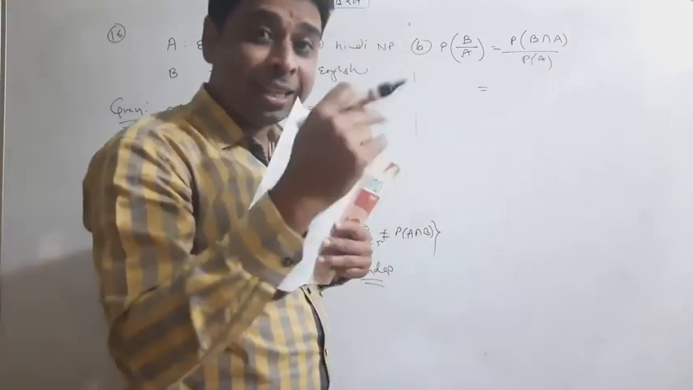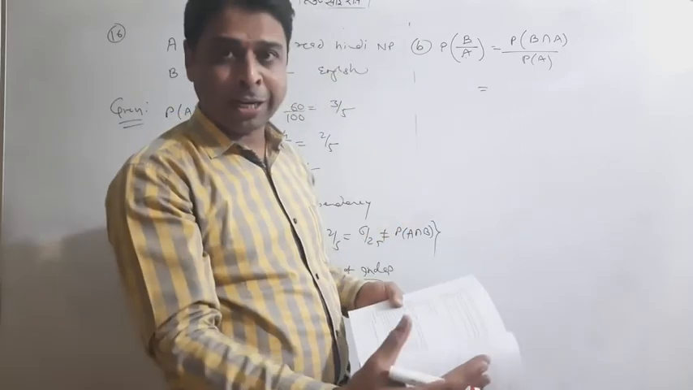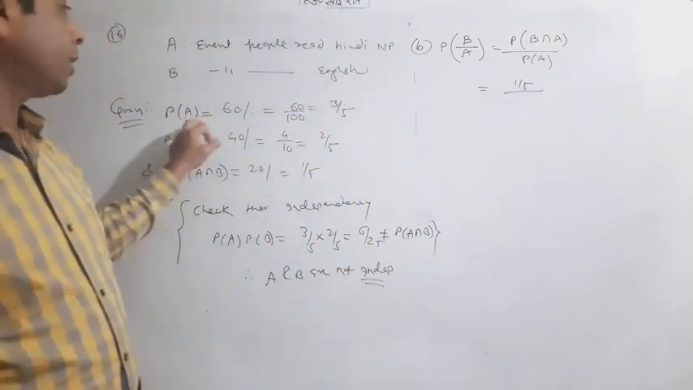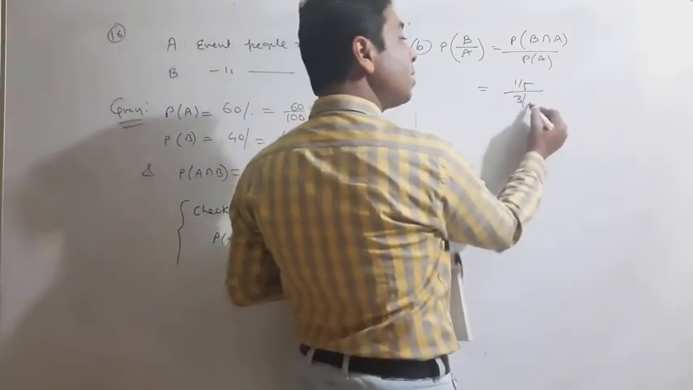What we had seen in the last exercise has come right here. P of B intersection A is 1 by 5, and upon P of A, which is 3 by 5. So the answer is 1 by 3.